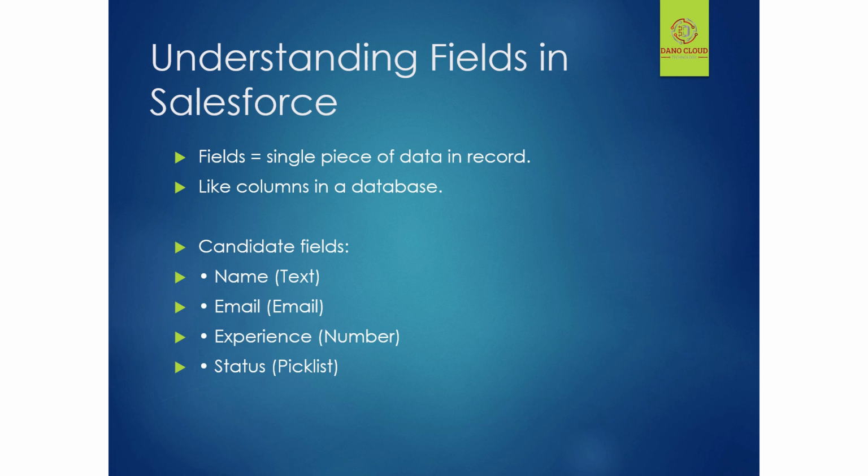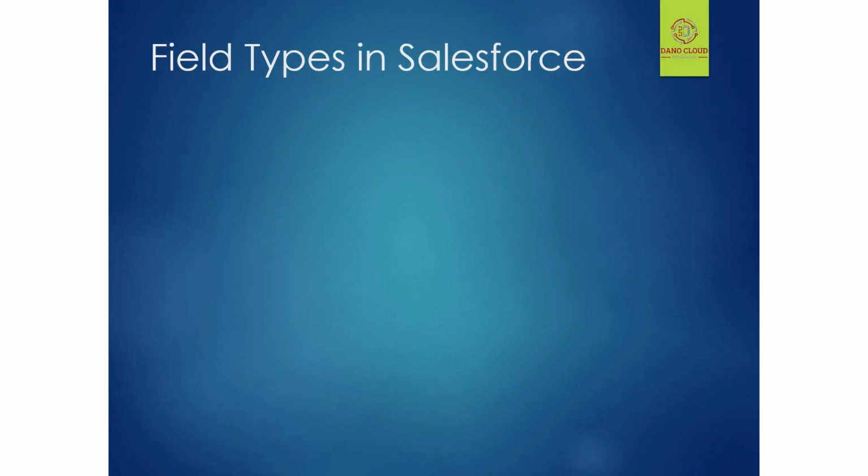A field is just one piece of data like name, email, or status. For example, in the candidate object, we might have candidate name as text, email as email, years of experience as a number, status as a picklist. These fields help us capture and categorize data effectively.